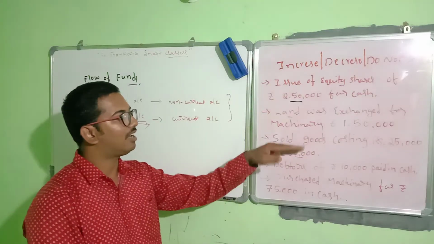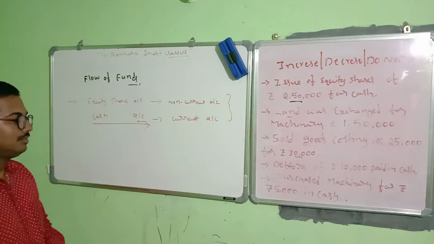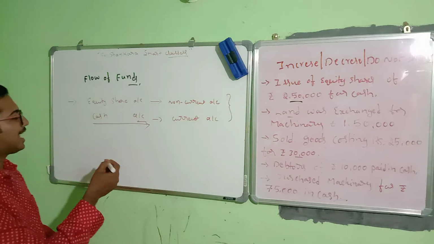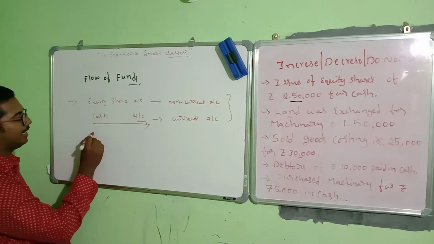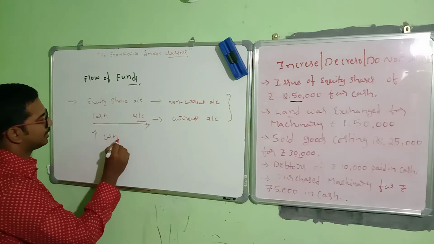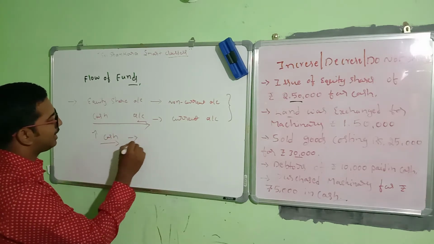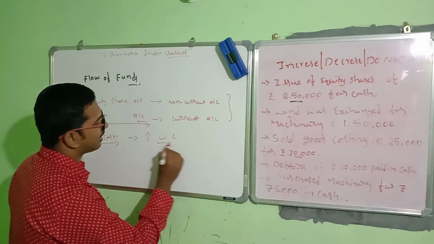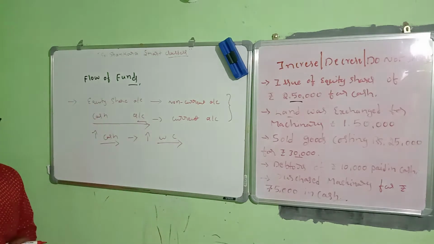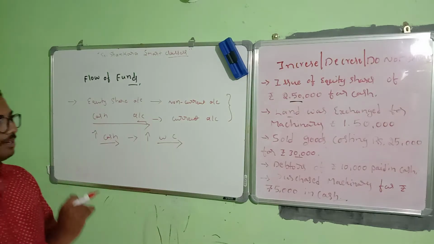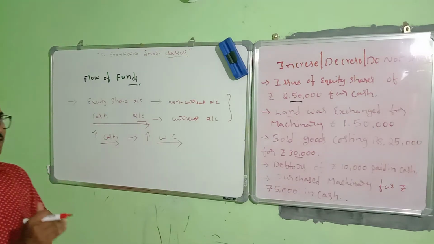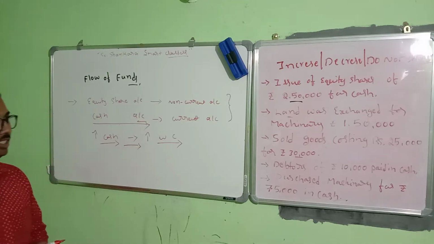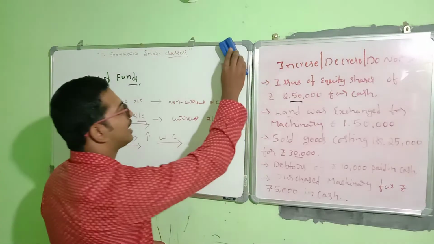Issue of equity shares of rupees 2,50,000 for cash. That means we are issuing equity shares, that means we receive the cash. Cash is coming in, which increases the value of cash. That means an increase in current asset, which leads to an increase in working capital. Because cash is coming in, and cash is a current asset, increasing the value of current assets leads to an increase in working capital. That is how the first transaction works.